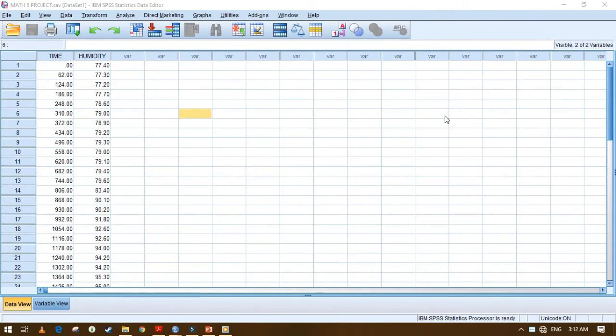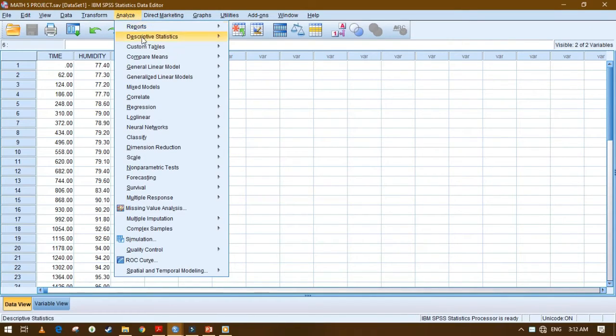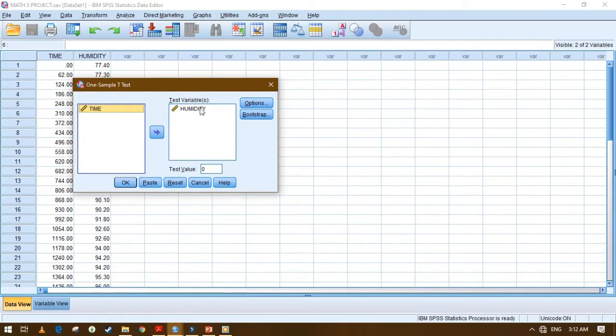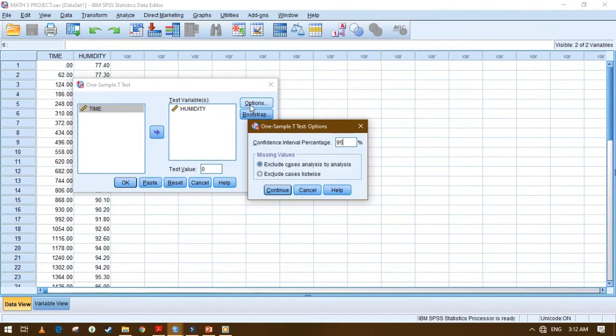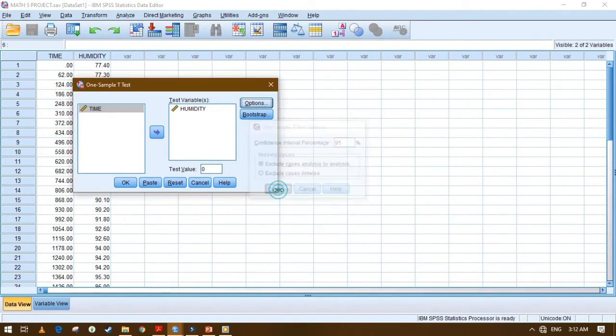Okay, for the test hypothesis for this data, firstly we need to click the analyze and go to the compare means and click one sample t-test, and then put the humidity in the test variable because it is a dependent data. We want to test the data and click the option and set the confidence interval percentage 95 because the level of significance is 5% in this question, and click continue.